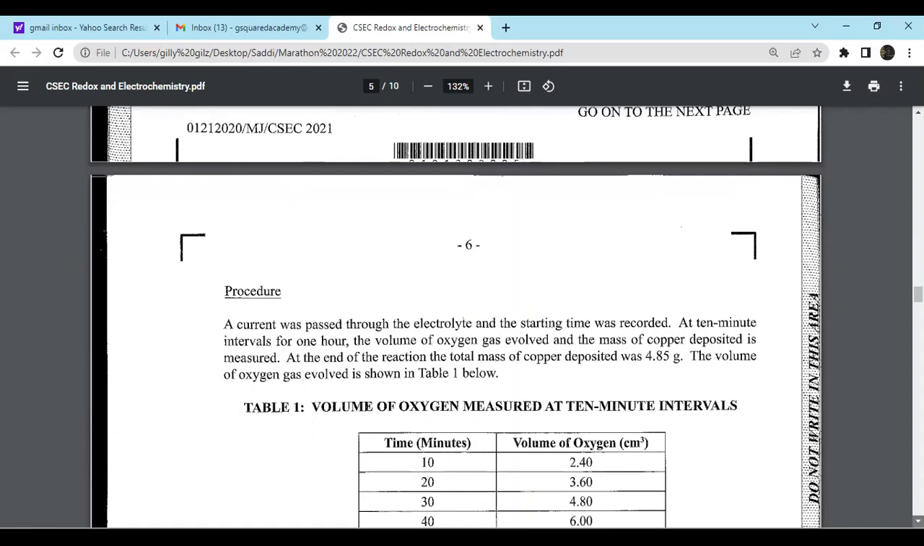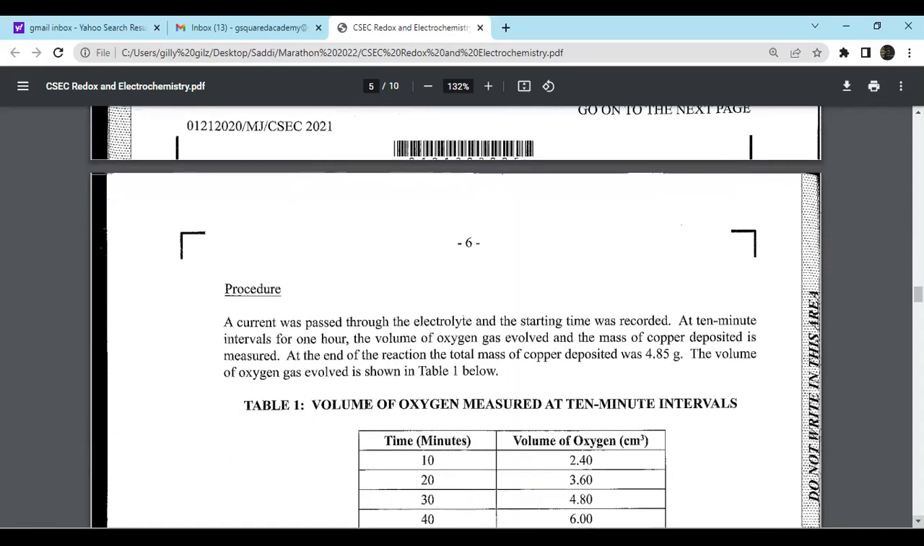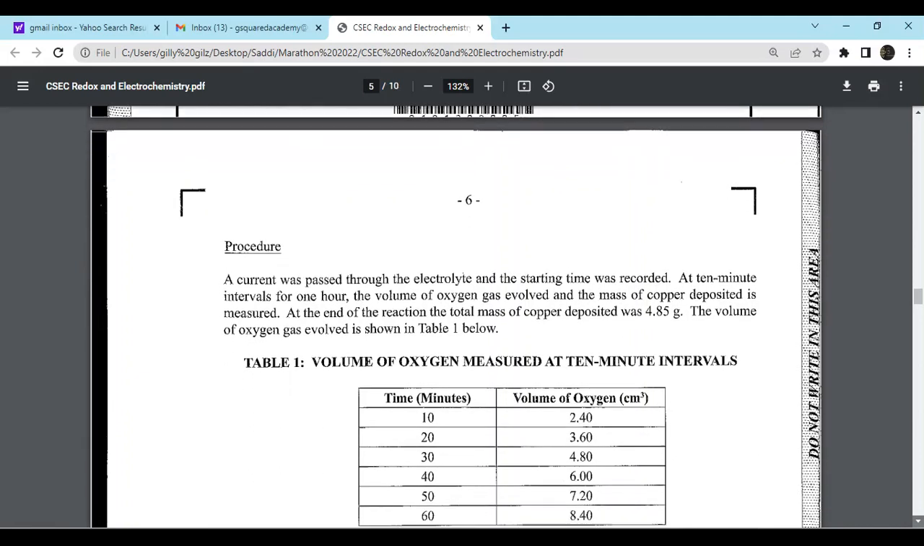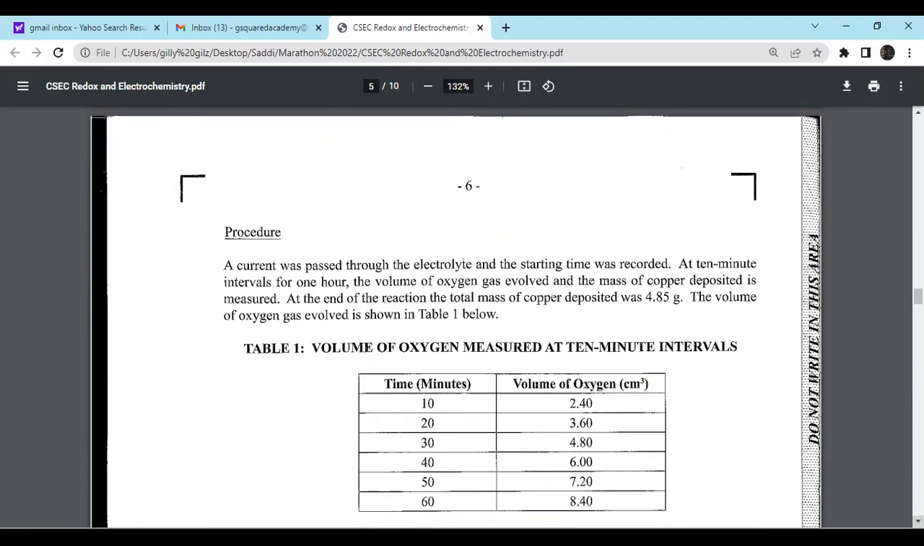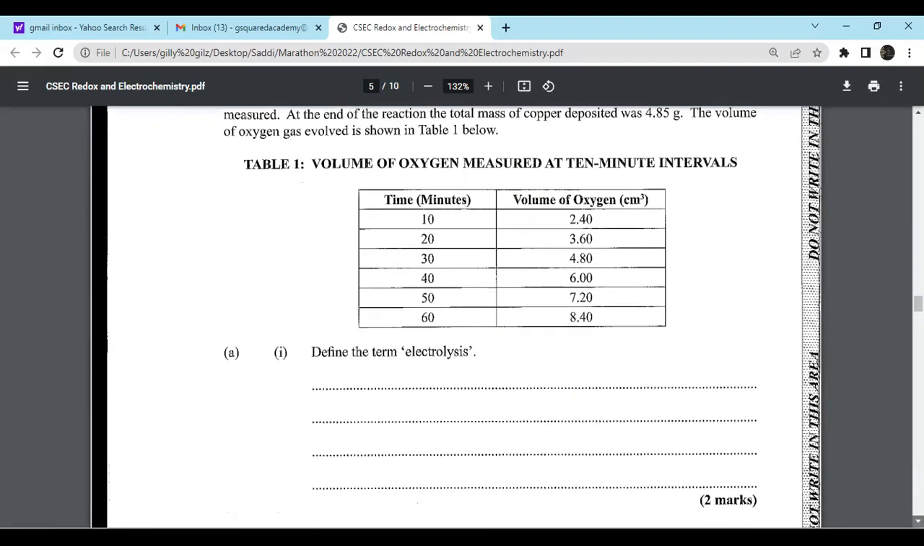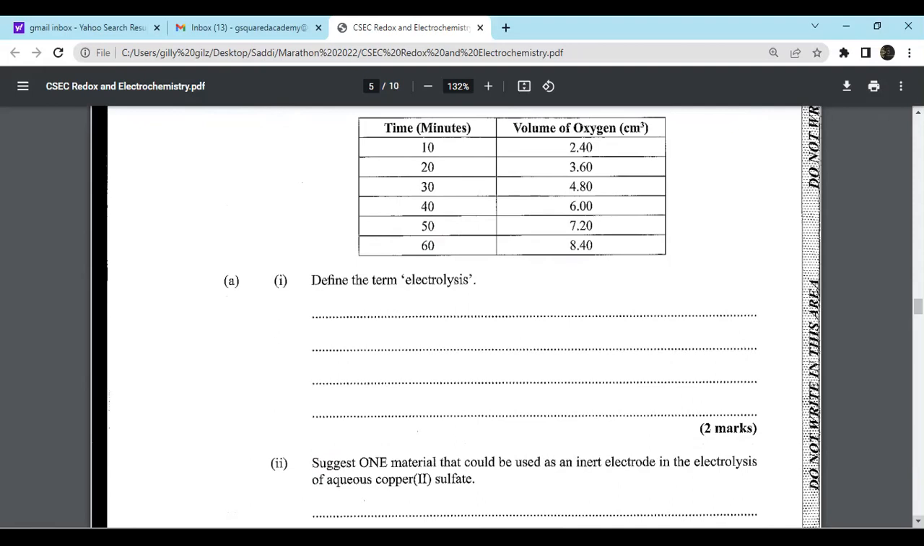Invariably, they would ask you to identify what P is and what Q is, for sure. Okay, a current was passed through the electrolyte and the starting time was recorded. At 10-minute intervals for 1 hour, the volume of oxygen gas evolved and the mass of copper deposited were measured. At the end of the reaction, the total mass of copper deposited was recorded. The volume of oxygen gas evolved is shown in the table.